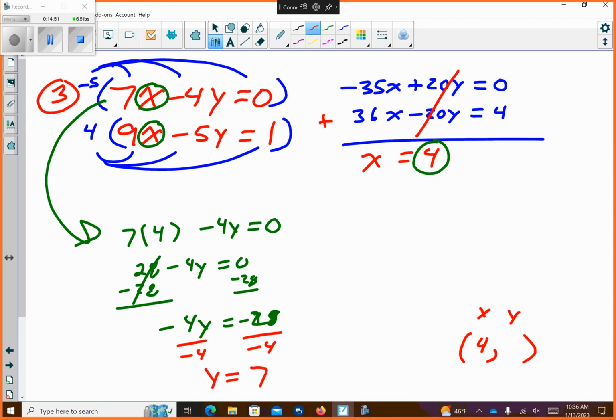Hey, do I flip the equal sign over? It's like, no. Equal signs don't flip. Silly. So I get a solution to that.